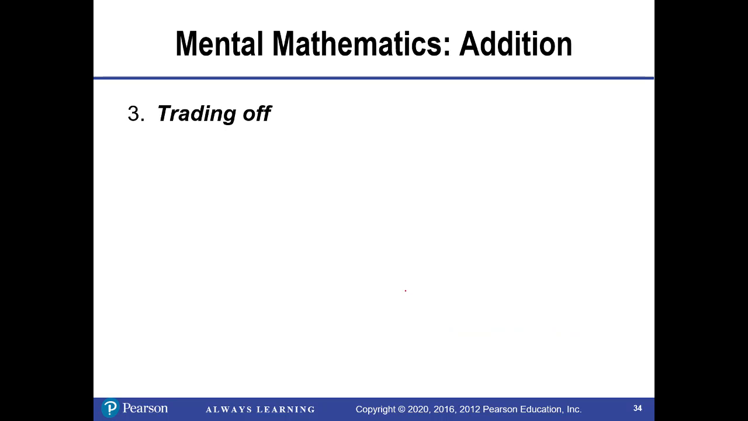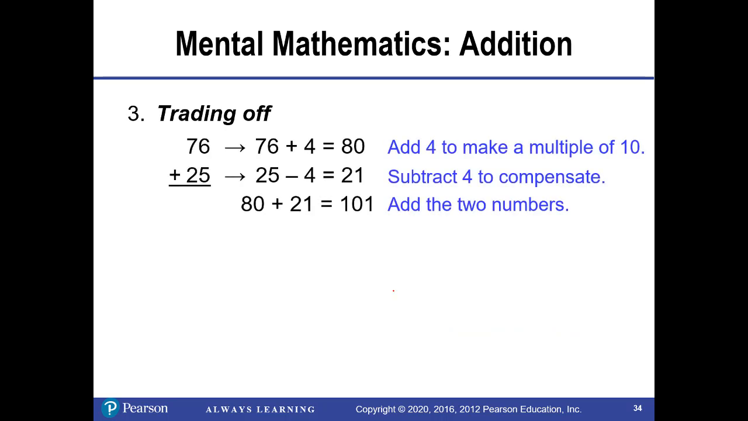Trading off, we did something very similar to trading off before. We're working with nicer numbers. So we add to one number to make a multiple of 10 usually. But you also might make a multiple of 25 or a multiple of 50 or a multiple of 100 depending where you are. So you might even say 76 plus 24 is 100. I would really want to add 100. Can I subtract 24 from 25 really easily in my head? Yes, I can. So 76 plus 25 is 100 plus 1. It's 101.